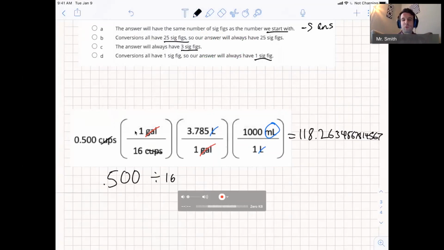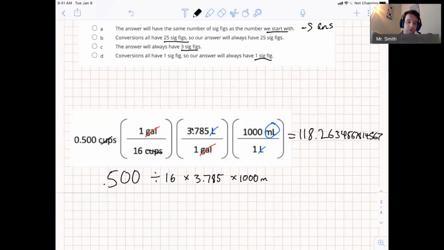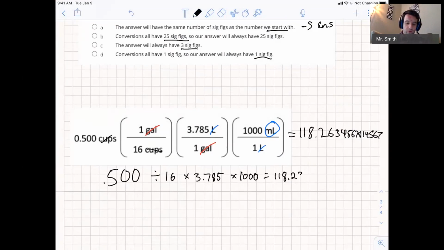And then we don't really have to worry about the ones here because if you divide a number by 1, it stays the same. So then we can multiply it by 3.785 because that number's on the top. Any number that's on the top, remember, gets multiplied. And so then we'll also multiply it by 1,000 because that's the number of milliliters we have. So this is the math. And then when you plug this into your calculator, you get a number like 118.263456145567, or something along those lines.